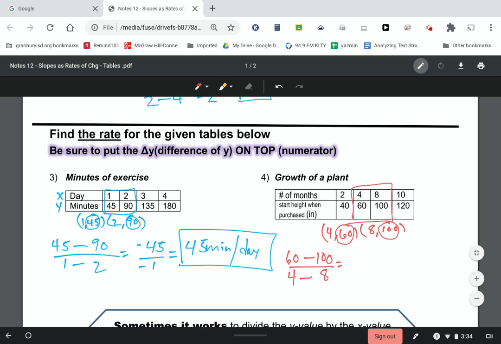So 60 minus 100 is -40. 4 minus 8 is -4. So -40 divided by -4 is 10 inches per minute.